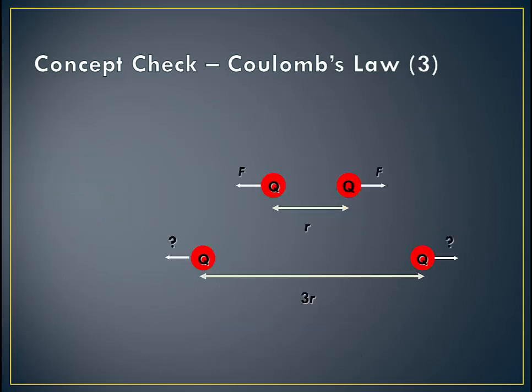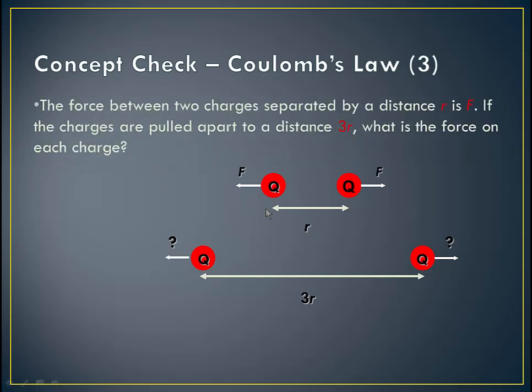Finally, we have our last concept check question here to help test your understanding of Coulomb's law. So here we have a system of charges, and the force between 2 charges separated by a distance r is F. They each feel a certain force here. Next, the charges are pulled apart to a distance of 3r, 3 times further away. What is the force now on each charge? Is it A, 9 times the original force? Is it B, 3 times the original force? Is it C, 1 times the original force, or the same? Is it D, 1/3 the force? Or is it E, 1/9 the original force?